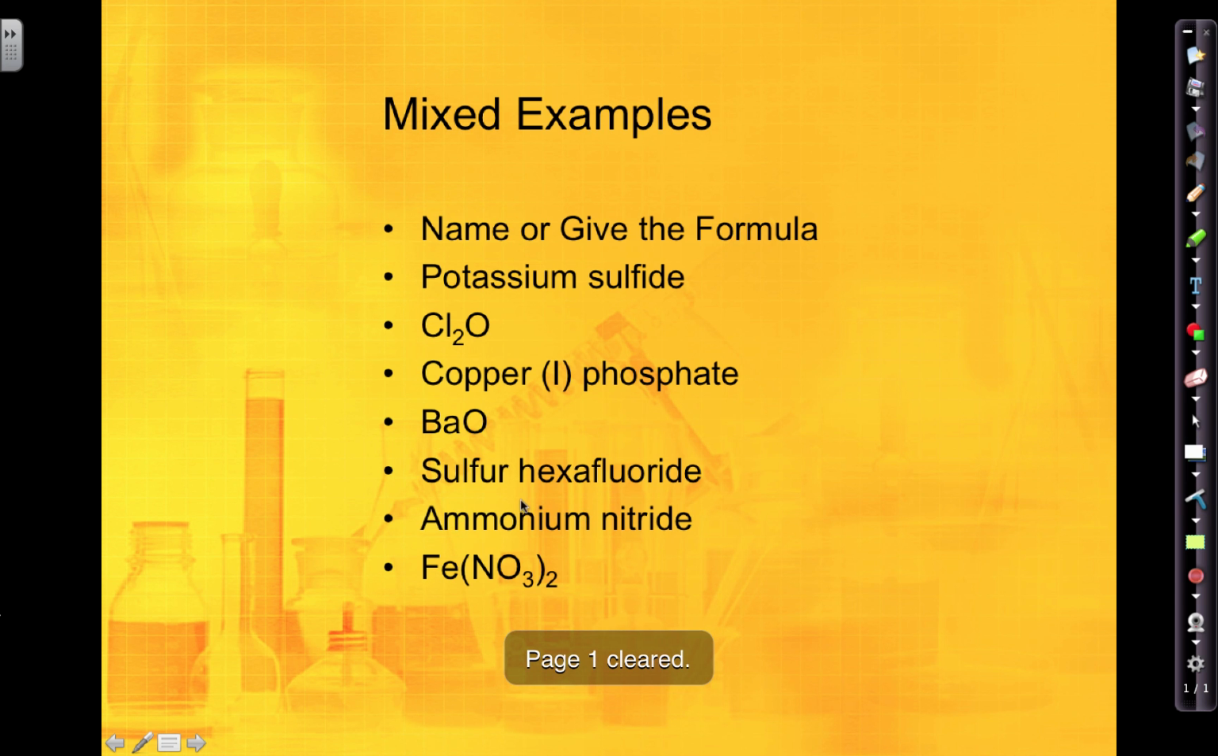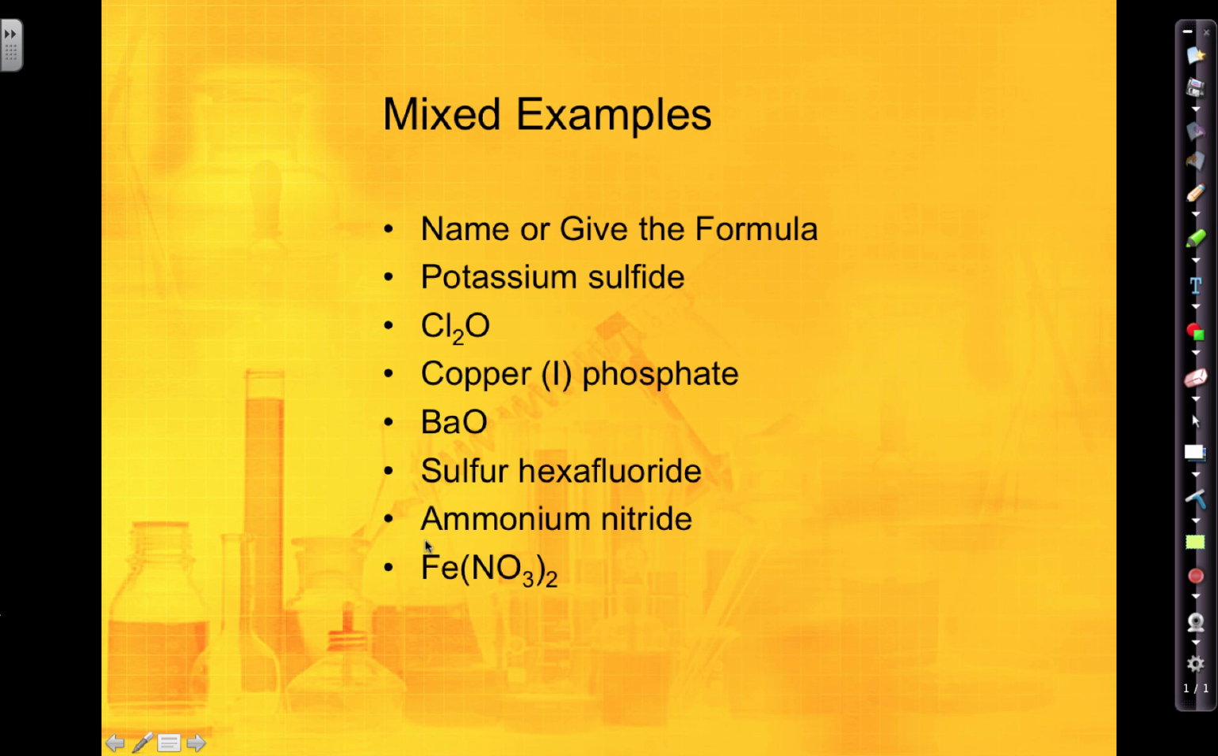All right, so let's look at the next one. Sulfur hexafluoride. Oh, I got a prefix. If I have a prefix, I just go with the prefixes. So sulfur, no prefix, so that just means 1. And hexa is 6. So fluorine would be 6.